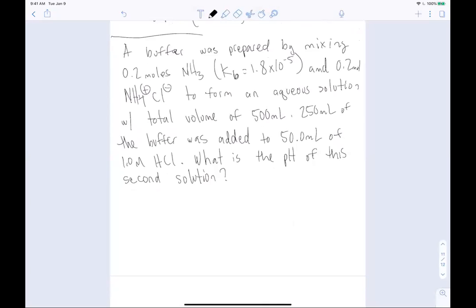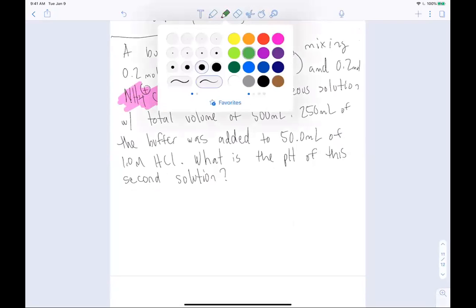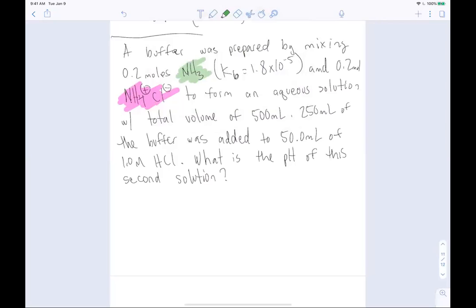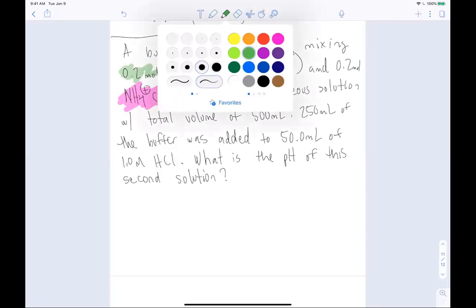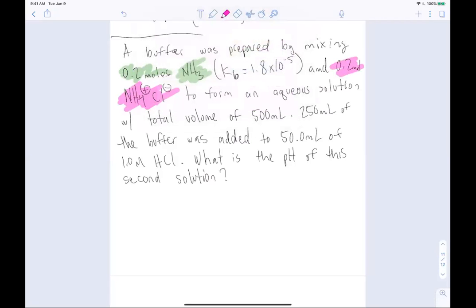Things that stand out to me in this problem immediately: you've got an acid and its conjugate base, so you know you have a buffer. They also tell you it's a buffer. But the other thing that stands out is the concentrations of these things. Well, let me think about it. 50 milliliters of 1 molar HCl, but you've got 250 milliliters of the buffer. I'm thinking in terms of how well this solution can buffer against 1 molar HCl.